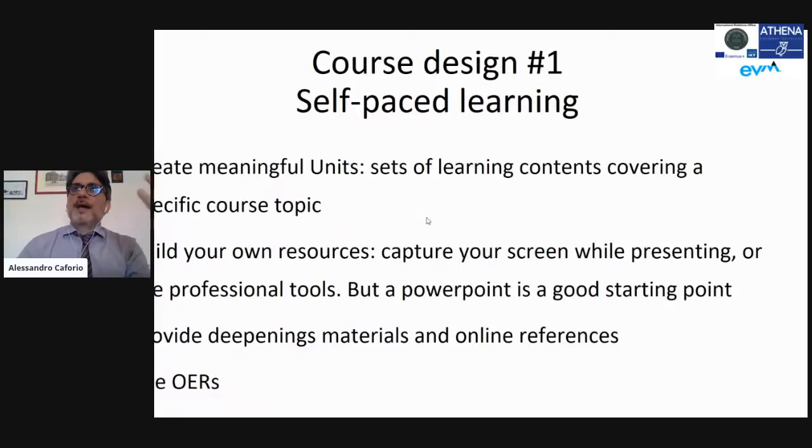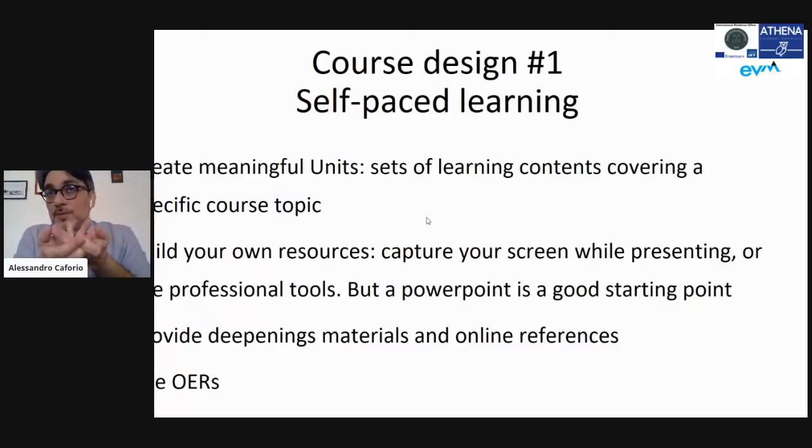How can you provide this kind of learning cluster to students? So how to organize your content? Of course, you can create groups of contents, organizing them in units. So giving students not just a bunch of materials to be downloaded, but organizing them in subsets with a topic name. So they will have unit number 1 with a set of slides, probably a PowerPoint presentation, a reference to a book they already have, etc.